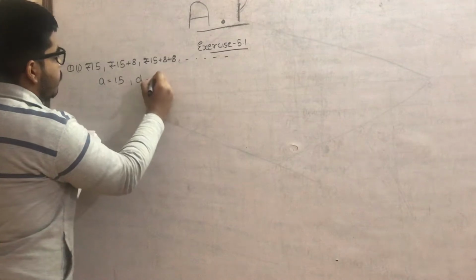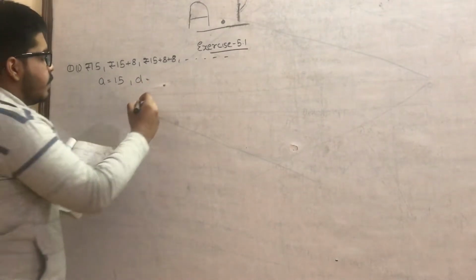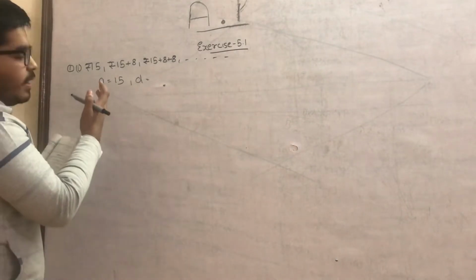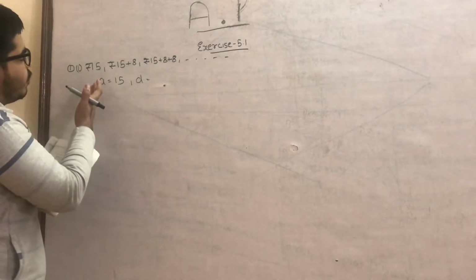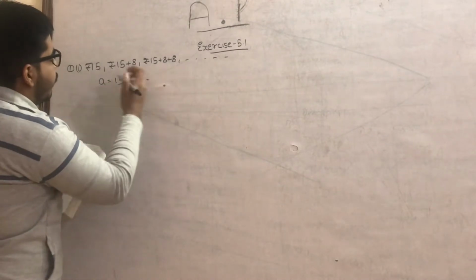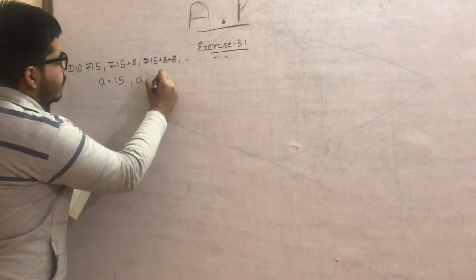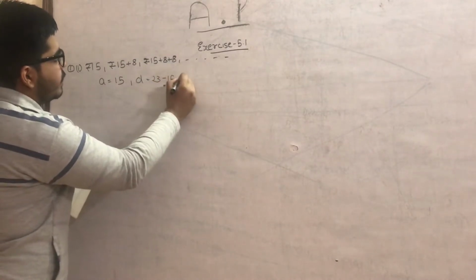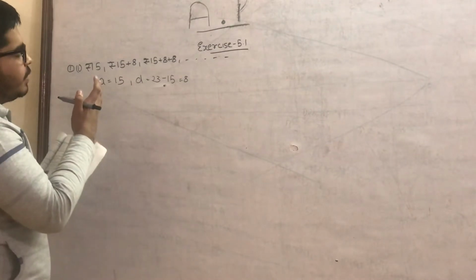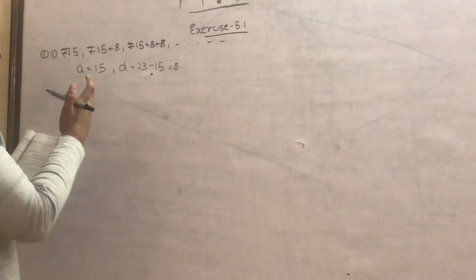You can explain more, we'll understand it. Explanation is a must. Explain how that series came. A means first term, and the first term in this question is 15. So A is equal to 15 and D is equal to 15 plus 8 is equal to 23. 23 minus 15 is equal to 8. So D is 8. And now we have to find whether this question is an AP or not.